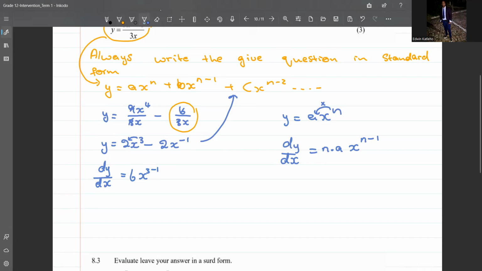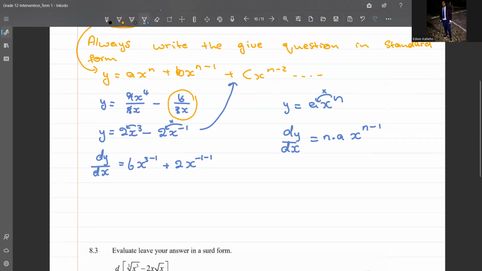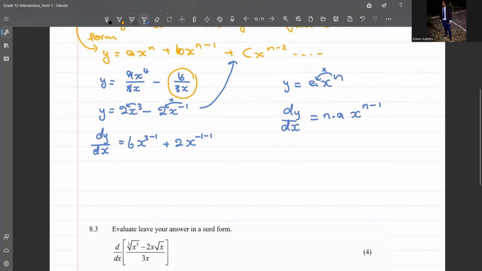We then go to term number 2 and apply the same law. We take -1, multiply by -2, which will give us +2. And then we go back to the exponent and subtract 1, so -1 minus 1. So first you multiply the coefficient by your exponent, and after that you subtract 1 from your exponent. Right, our final answer is going to be 6x to the power of 2 plus 2x to the power of -2.